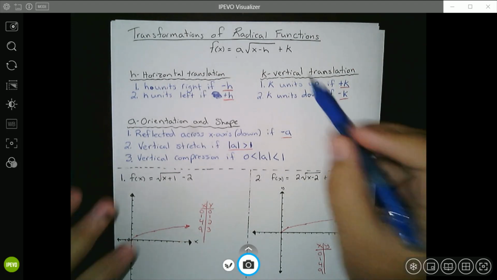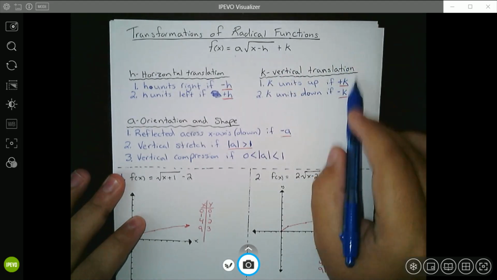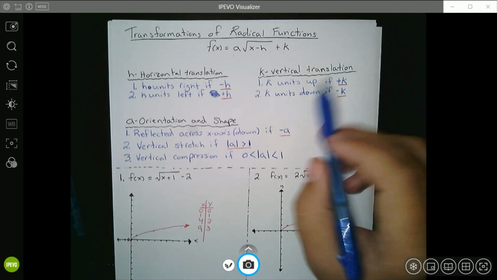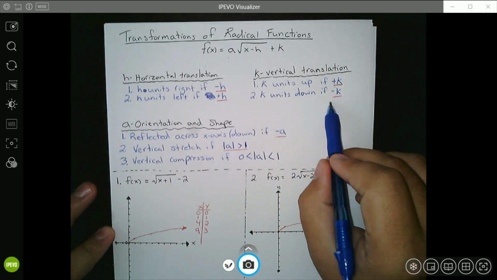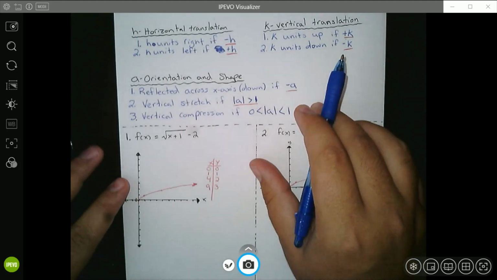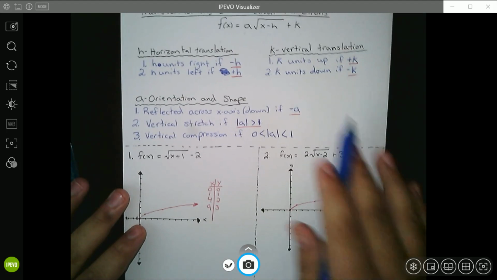For the k, it's a vertical translation, so that's up and down. This is going to be exactly how it states. So if it's a plus k, we go up. If it's a minus k, we go down. And the one that's a little more interesting is the orientation and shape, which comes from a.